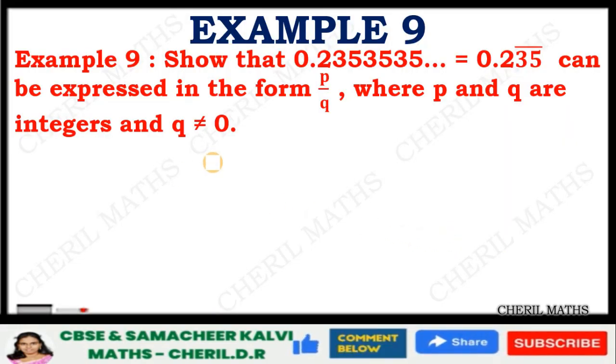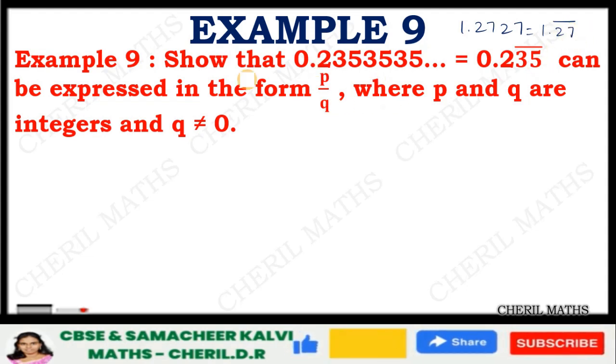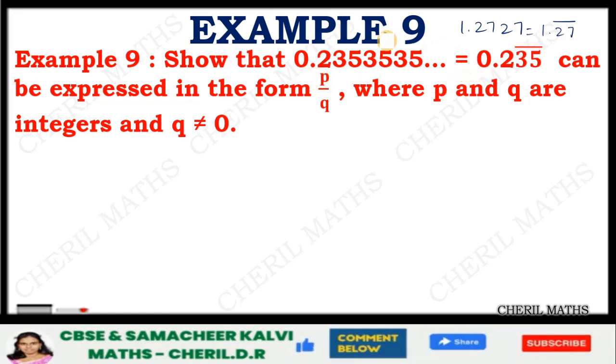So in the previous example we discussed the number 1.2727 and so on. We wrote it as 1.27 bar and then converted it into the form p by q. Here also you have a similar pattern with a slight change, which I also discussed at the beginning of Example 8. If you had missed it, you can go back and check it out. Anyhow, I will explain it once again.